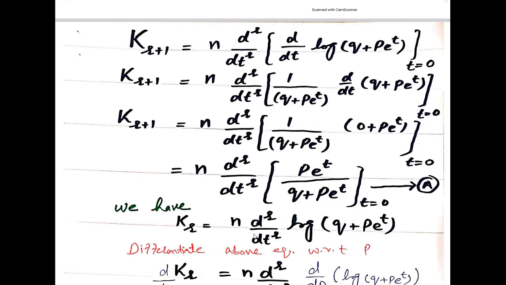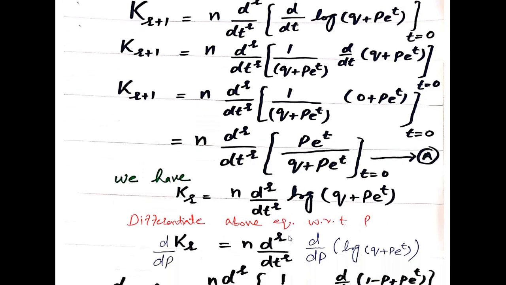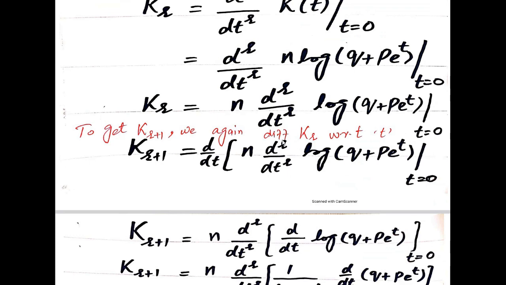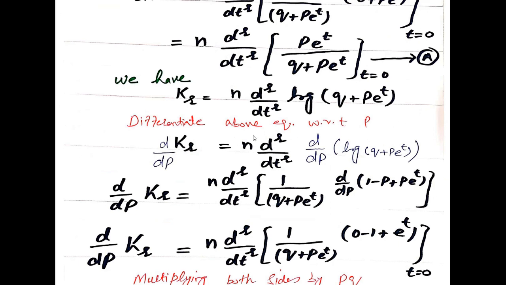Now we differentiate this equation with respect to p. We differentiate k_r with respect to p. dk_r/dp is equal to n d^r/dt^r of d/dp, where d/dp means derivative with respect to p, of log (q + pe^t). So apply again the log formula. The derivative of log is 1 over (q + pe^t) times d/dp.